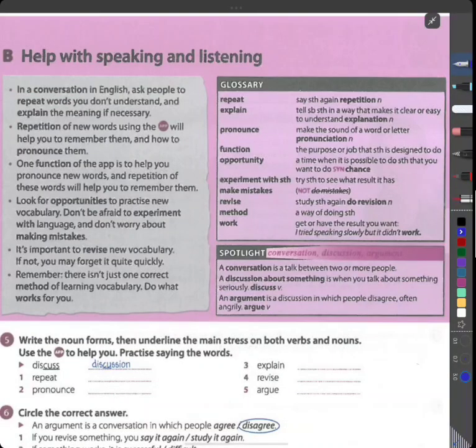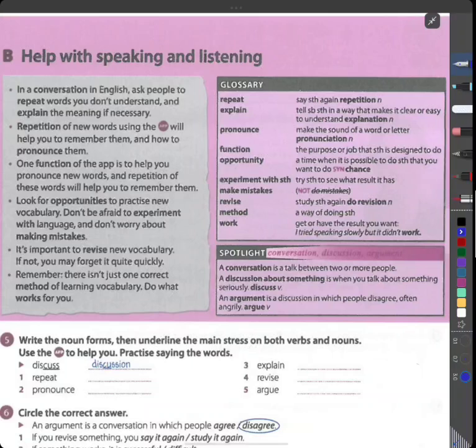Part B, help with speaking and listening. In a conversation in English, ask people to repeat words you don't understand and explain the meaning if necessary. Repetition of new words using the app will help you to remember them and how to pronounce them. One function of the app is to help you pronounce new words, and repetition of these words will help you to remember them. Look for opportunities to practice new vocabulary. Don't be afraid to experiment with language, and don't worry about making mistakes.